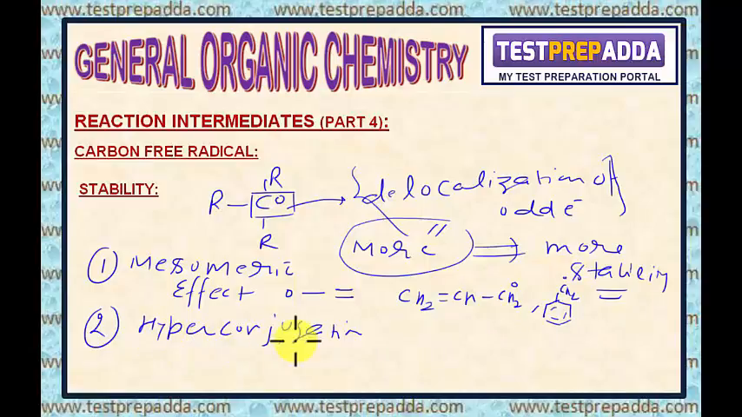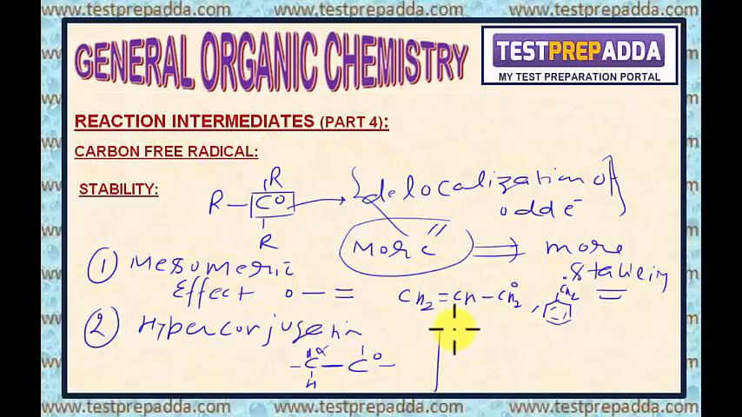Hyperconjugation. The condition for hyperconjugation is that the carbon which has the odd electron should be attached to an alpha carbon having hydrogen. At least one alpha hydrogen should be there for the free radical to exhibit hyperconjugation. So these are two important factors responsible for the stability of free radicals.